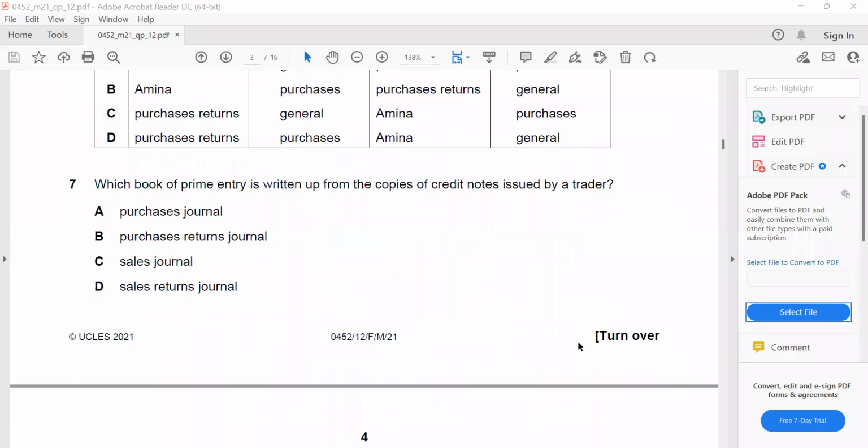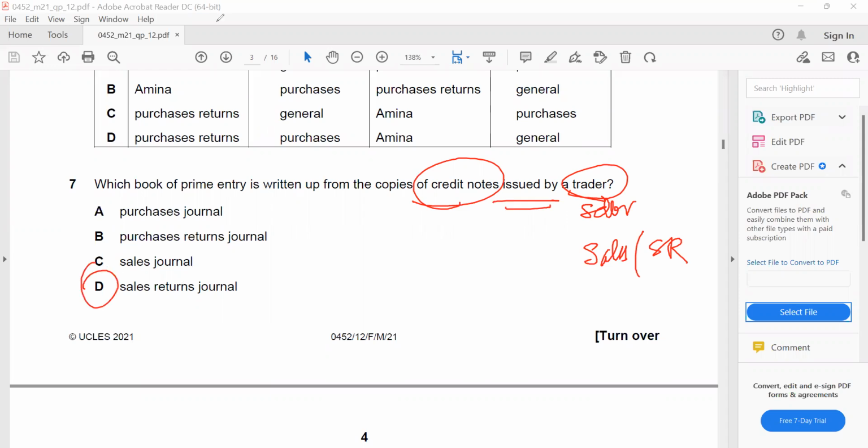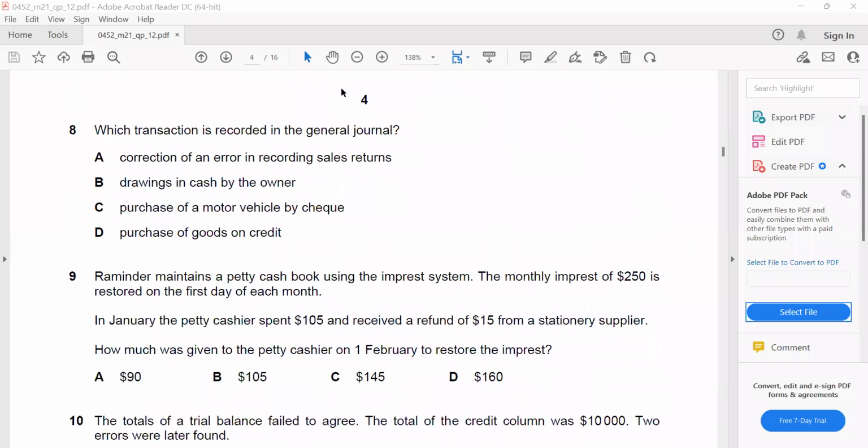Okay, now next, move on. Question 7. Which book of prime entry is written from the copy of credit notes? Credit notes are issued by a trader. Issued by a trader means this is a seller. The seller will record sales and sales return. So where will it be recorded? Sales return journal.